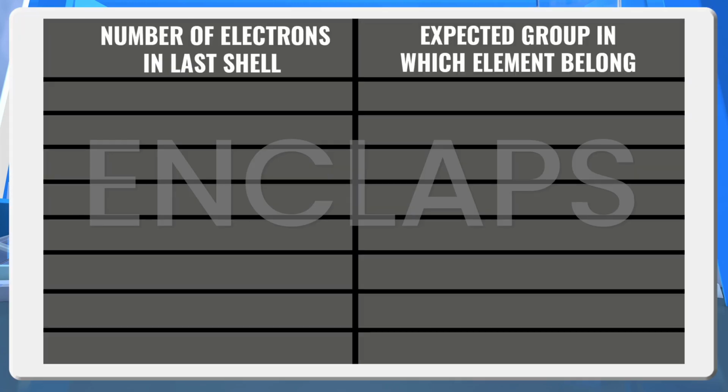Okay? So, now look at this table. Here you can see 2 columns, right? The first column shows the number of electrons in the outermost shell and the second column shows the group number in which the element belongs. Okay? So, in the outermost shell, if it contains 1 electron, then it belongs to group 1, and if it contains 2 electrons, then it belongs to group 2.